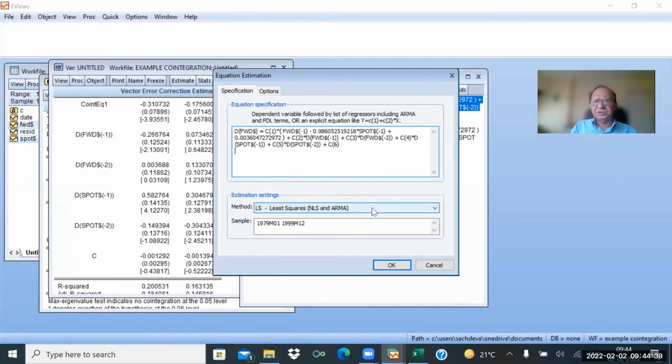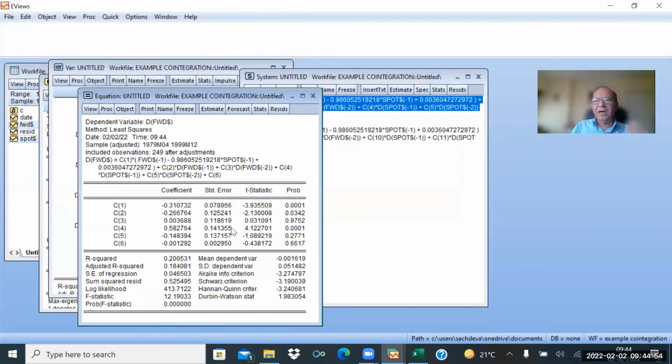Now we can use this because cointegration has already been calculated. The short term and long term have all been calculated. So we can now estimate the equation with least squares. Say okay. So now it is very clear. It is simply OLS now. The dependent variable is the difference of forward dollar, and your equation is this.